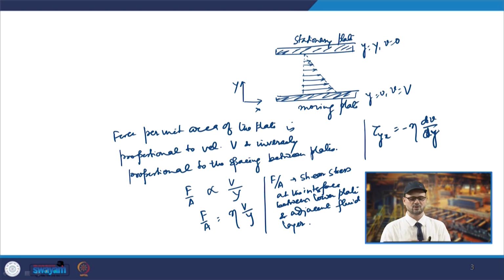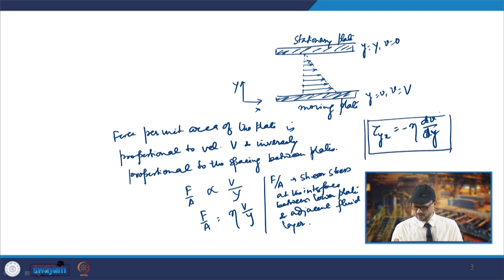As you are increasing y, the change in velocity is negative, which is why we write the minus sign in differential form. So, tau yx is minus eta dvx upon dy. This rule is known as Newton's law of viscosity, because it is defining this term eta, that is your viscosity.